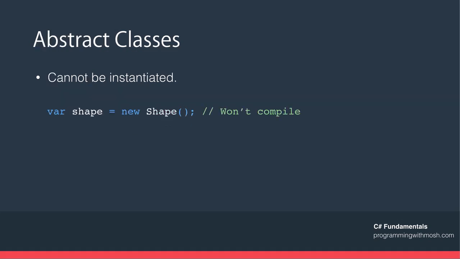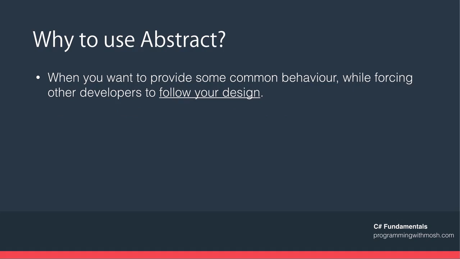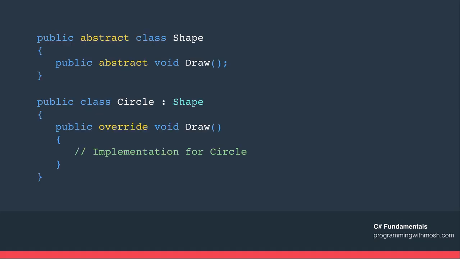And the last one is abstract classes cannot be instantiated. So when we declare the shape class as abstract, we cannot create a new instance of shape. So this line will not compile. Now you may wonder, why do we use abstract? What's the benefit? You use abstract when you want to provide some common behavior while forcing other developers to follow your design. What do I mean by that? Well, in our shape example, by declaring the draw method as abstract, we'll make sure that anytime a developer derives a class from the shape, they will provide an implementation for the draw method.